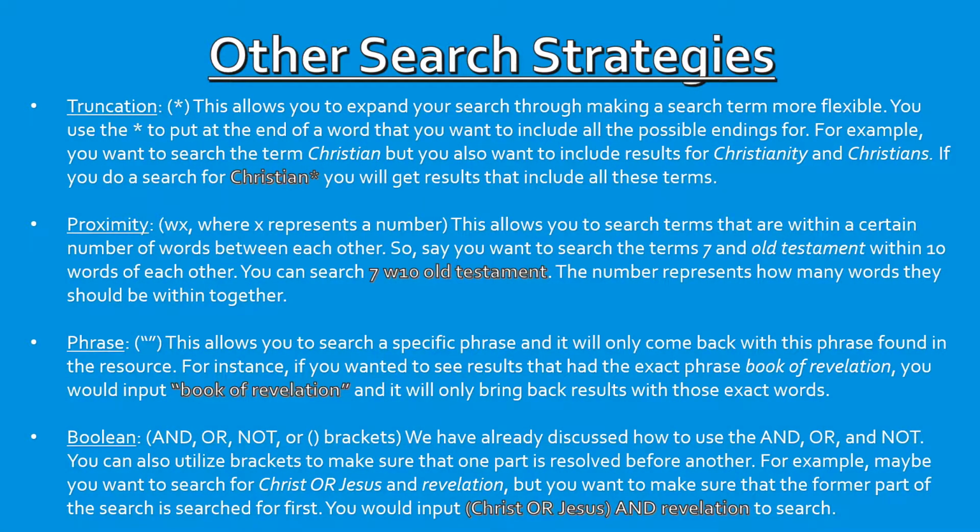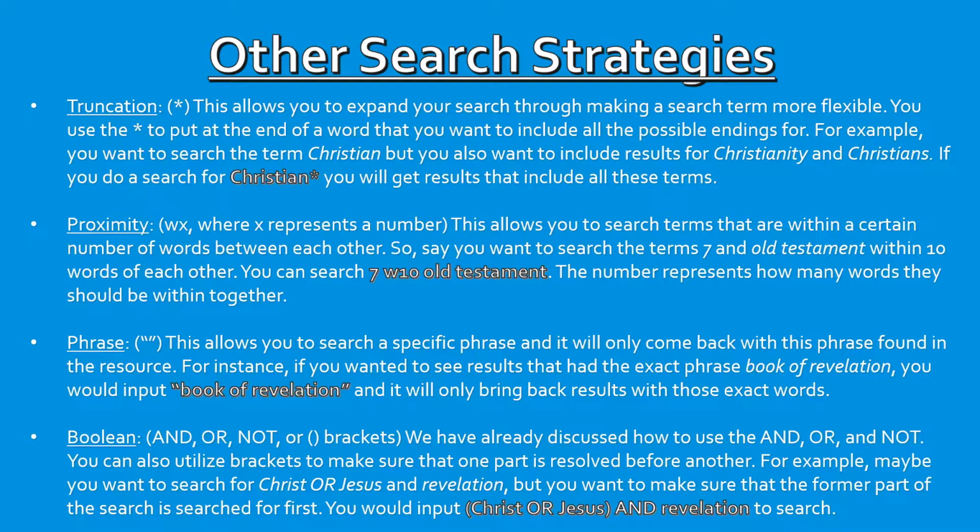Other search strategies. Truncation. This allows you to expand your search through making a search term more flexible. You use the asterisk at the end of a word that you want to include all the possible endings for. For example, you want to search the term Christian, but you also want to include results for Christianity and Christians. If you do a search for Christian asterisk, you will get results that include all these terms.